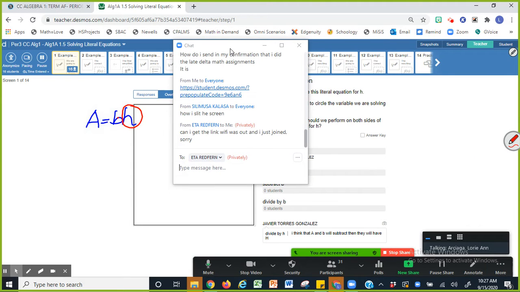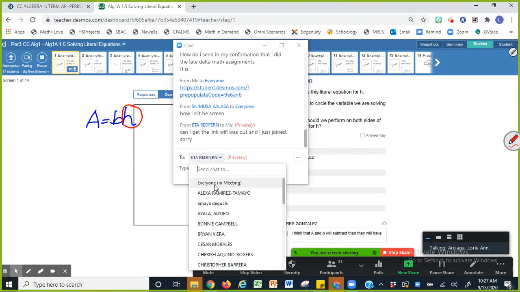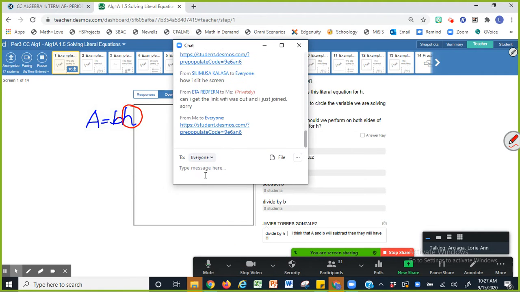Can I get the link? Wi-Fi was out and just join right now. Okay, honey. Can you give me 1 second? I need to copy and paste that from the top. There you go.